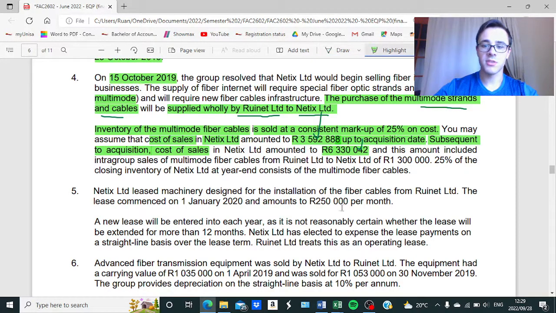And this amount, so the amount of cost of sales in the post-acquisition period, included intergroup sales of multi-mode fiber cables from Runate Limited to Netix Limited of 1.3 million Rand. Okay, so clearly we have intragroup sales because it occurred in the post-acquisition period, and we know that the group existed in the post-acquisition period only. So we need to eliminate this amount of 1.3 million as intragroup sales. We know that Runate Limited made the sales to Netix Limited.